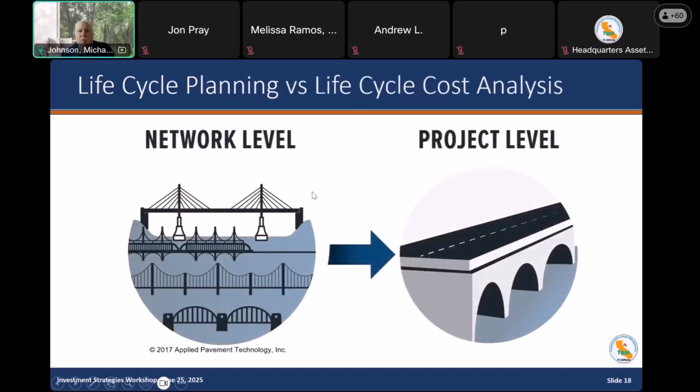This question always comes up: what's the difference between life cycle planning versus life cycle cost analysis? Again, life cycle planning is network level. It's all of your bridges. Life cycle cost analysis is one bridge. Life cycle cost analysis might be various alternatives to address one bridge. That's not what we're talking about here. What we're talking about here are different investment strategies for the entire network of bridges.